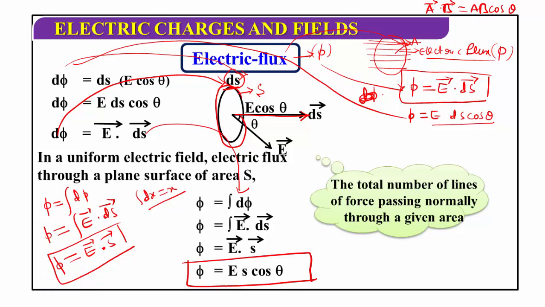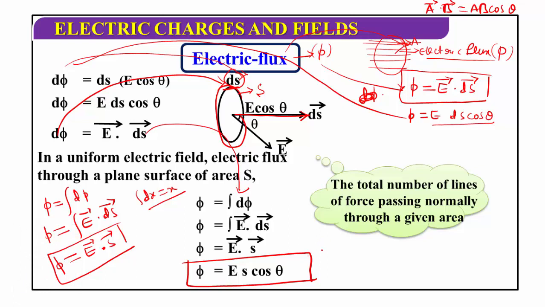Electric flux means the total number of lines of force passing normally through a given area, or it is the product of the component of electric field along the normal of the surface and the area element. This is very important. And remember that the electric field lines are always normal to the surface of a charged conductor.